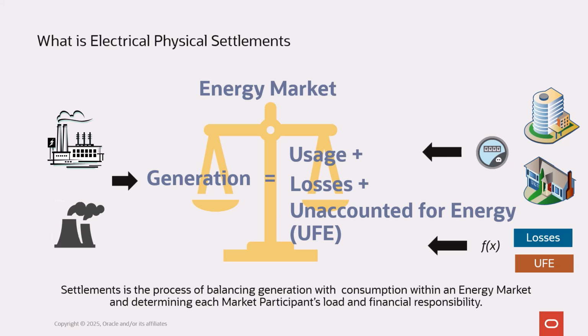So losses are natural because when the electricity transfers from one place to another, then it generates heat, which is called line losses. In some places, metering tampering and theft will also be responsible for unaccounted for energy or UFE. And this can be calculated with the help of loss factor of individual type of consumers.